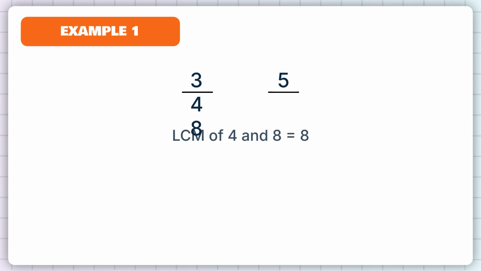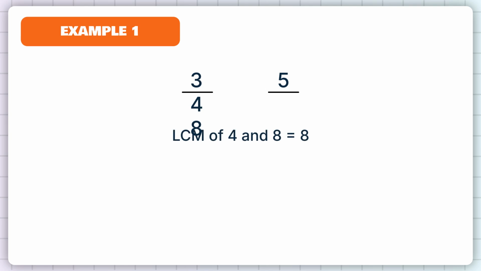Our first example looks at simple fractions with different denominators. Let's compare 3/4 and 5/8. First, find a common denominator. We need to express both fractions with the same denominator. The denominators here are 4 and 8. The lowest common multiple of 4 and 8 is 8.